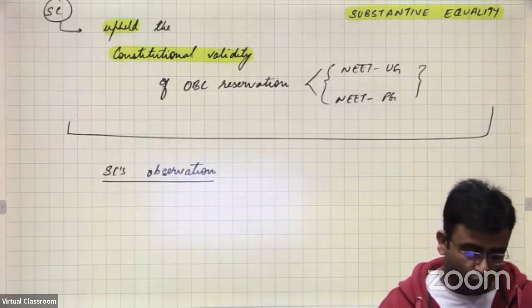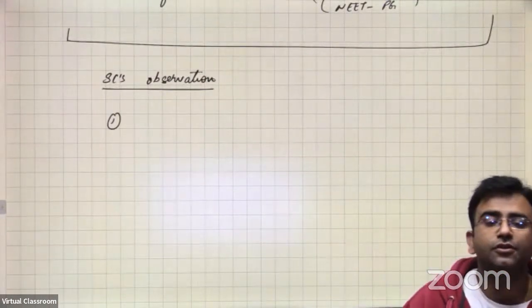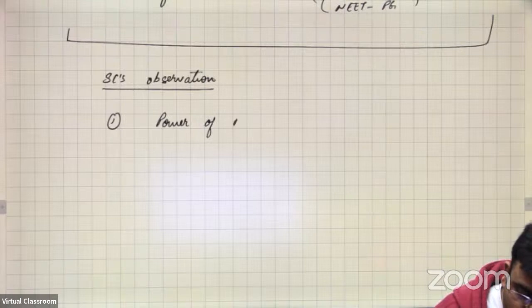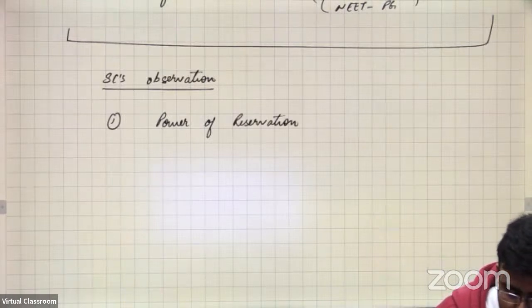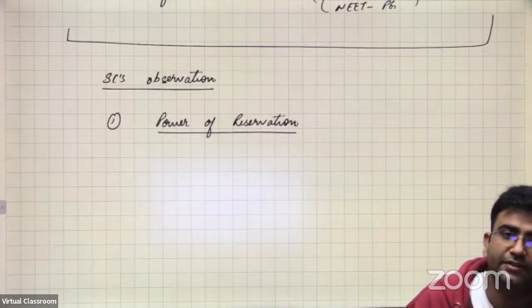So let us now look into the Supreme Court's observations. The first observation of the Supreme Court is that you know that there is a power in the government, and that is known as the power of reservation that the government provides.